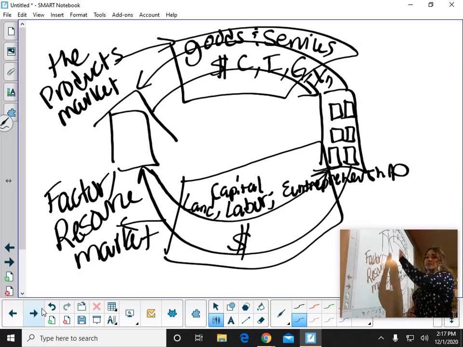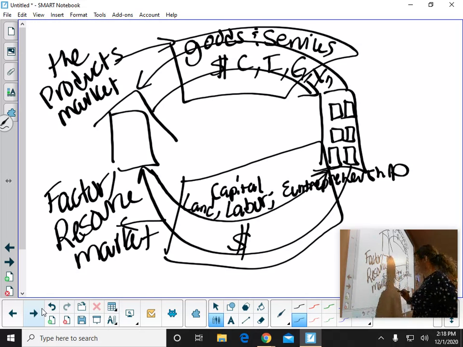Before, it was households that were the buyers and businesses were the sellers. But in the factor resource market, this time households are the sellers, they're selling resources, and the firms are the buyers. So this dollar sign, very similar to the dollar sign that's up there in the product market. If that was C, I, G, XN, this one's also going to be GDP as well, but it's the income approach. This is the one that we talked about a while ago.